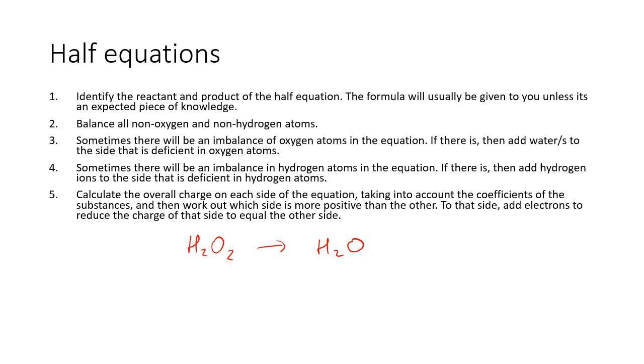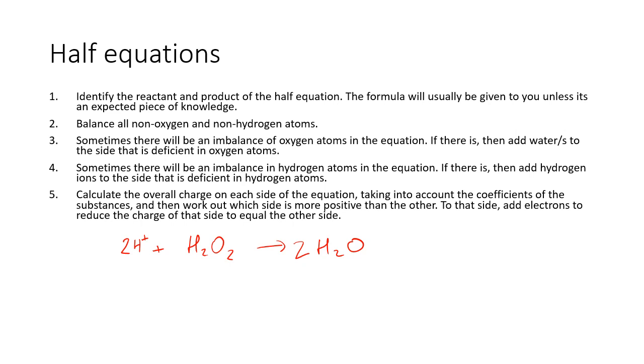None there. Step 3. There will be an imbalance of oxygen atoms in the equation. Okay, yes there is. So we need to add waters to the side that is deficient in oxygens. To which side? The right-hand side, because it's only got 1 oxygen. So we're going to add a water, so we're just going to add a 2 there, because that's a water already. Alright, now there is an imbalance in hydrogen atoms. There are 4 hydrogens on the right-hand side, and only 2 hydrogens on the left-hand side. So we're going to add hydrogen ions to the side that is deficient in hydrogen atoms, which has less, which is the left-hand side. So we're going to add 2 hydrogen ions onto the left-hand side.